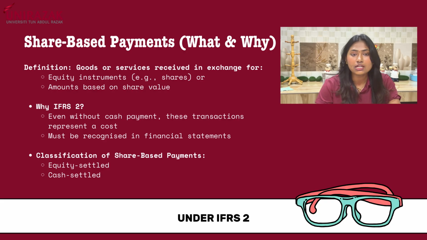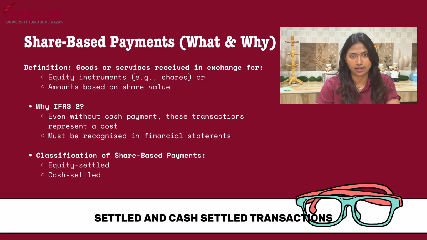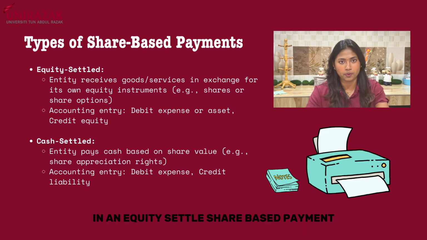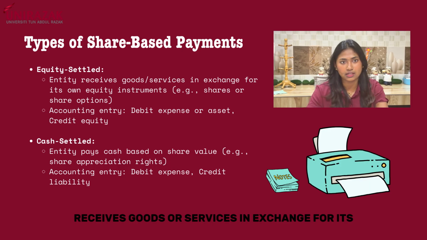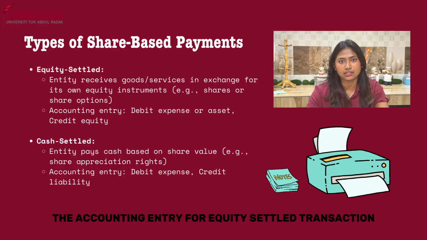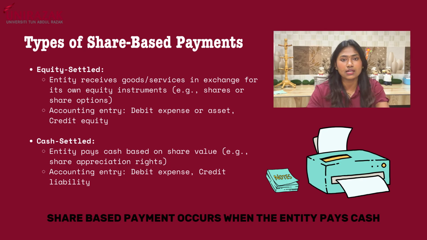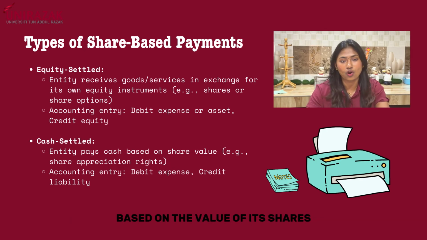Under IFRS 2, share-based payments are mainly classified into equity-settled and cash-settled transactions. In an equity-settled share-based payment, the entity receives goods or services in exchange for its own equity instruments such as shares or share options. The accounting entry for an equity-settled transaction is to debit an expense or asset and credit equity. In contrast, a cash-settled share-based payment occurs when the entity pays cash based on the value of its shares, such as share appreciation rights. In this case, the entity recognizes an expense and a liability.